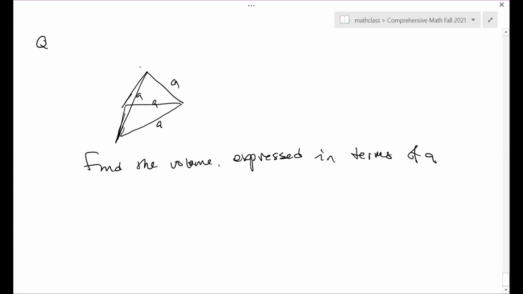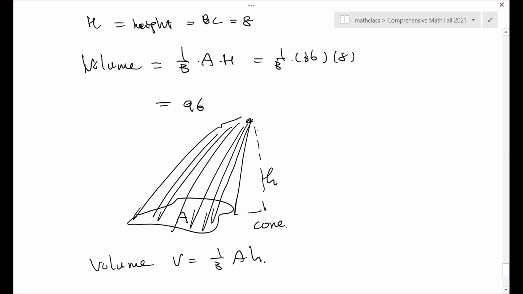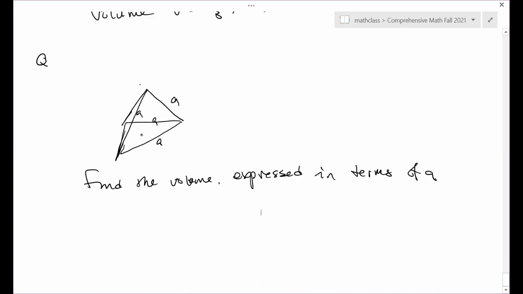Now the tetrahedron can be viewed as a cone over the triangular base. So the volume: if the area of the equilateral triangle is going to be the base, it is √3/4 A squared. That is the area of the equilateral triangle. Okay, so now you have to find the height. How to find the height?